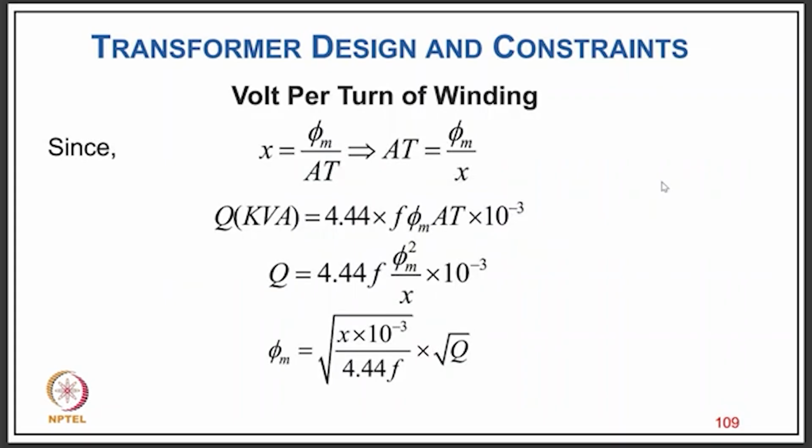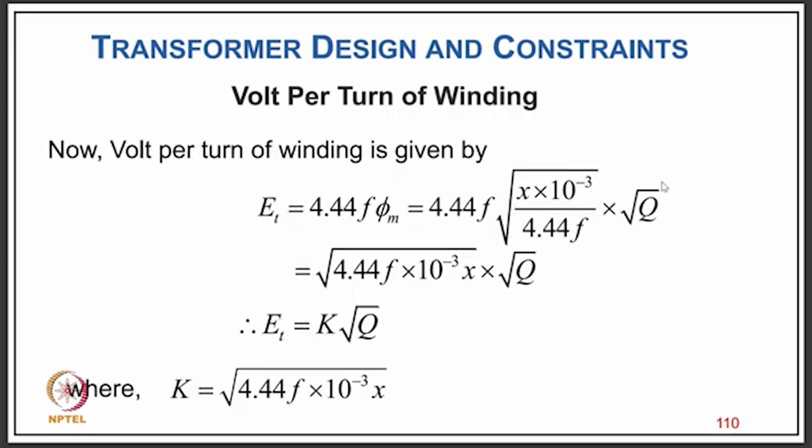Now we can define the output rating Q = 4.44 F φm AT × 10^-3, or we can say Q = 4.44 F φm² / X × 10^3, or we can say φm is root X × 10^-3 divided by 4.44 F into root Q.